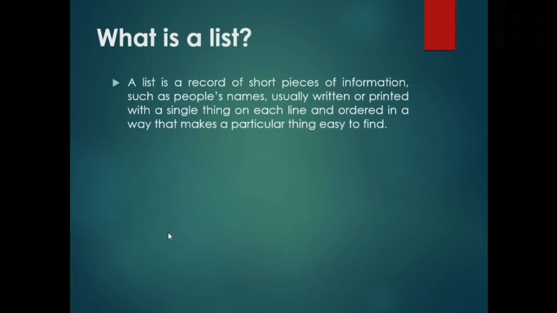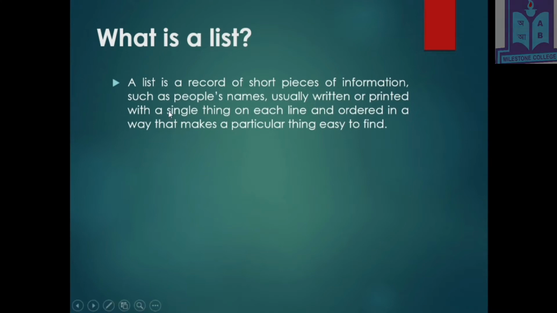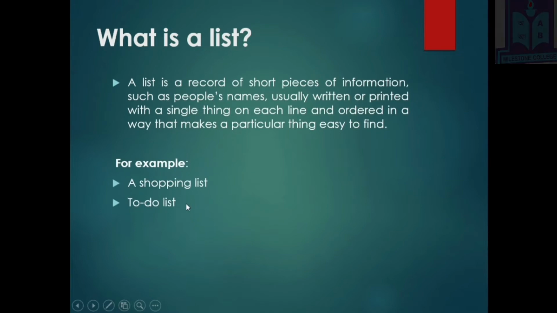A list is a record of short pieces of information, such as people's names, usually written or printed with a single thing on each line and ordered in a way that makes a particular thing easy to find. For example, a shopping list or a to-do list.